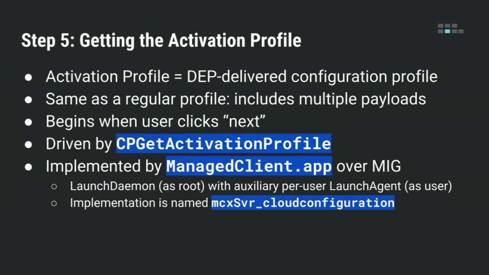This step will begin immediately as soon as the user clicks next. It's driven by another function in ConfigurationProfiles.framework called CPGetActivationProfile, unsurprisingly. However, this one is not implemented by cloudconfigurationd. This time, it's implemented by a somewhat older component of the OS called ManagedClient.app. Fun fact, this is actually part of the older MCX infrastructure that predates much of today's modern MDM. What's also interesting is it doesn't use XPC this time. It uses MIG, which is a much older IPC mechanism on macOS.